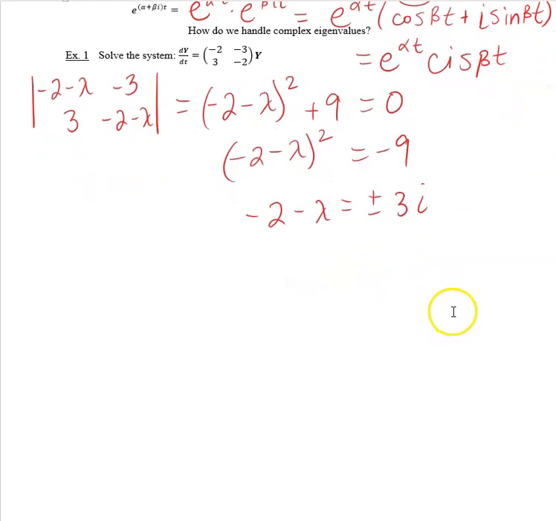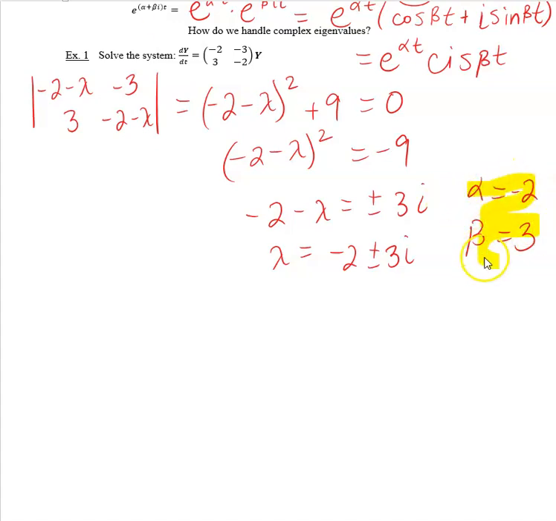So then if we solve for lambda, we wind up with lambda equal to negative 2 plus or minus 3i. So that means my alpha is going to be the negative 2. That's always going to be the real part. And the beta is just going to be 3. And that's always going to be the imaginary part. I'm going to go ahead and highlight that because I think we're going to need it again. And I just want it to kind of stand out.